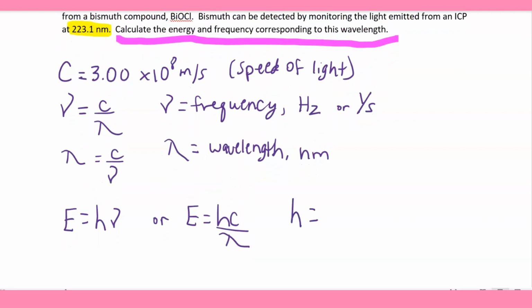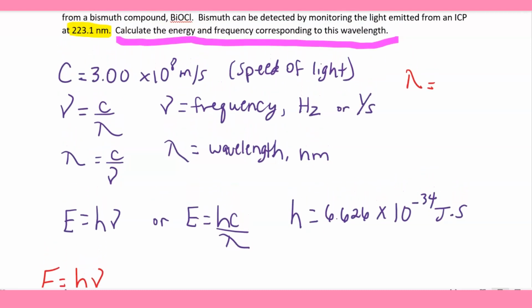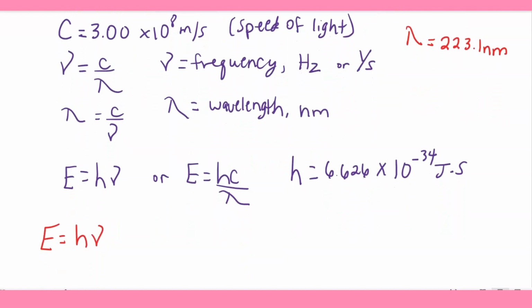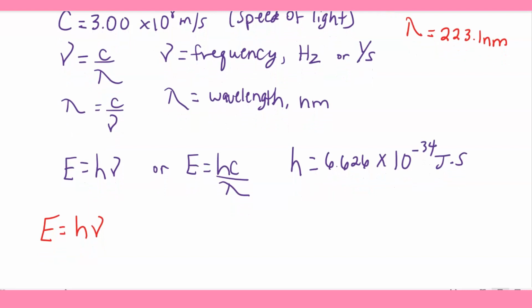The energy formula is equal to H times C over the wavelength. H is 6.626 times 10 to the negative 34 joules times seconds. And the wavelength that they gave you in this problem is 223.1 nanometers. Keep those two numbers in mind. Now, we're going to go ahead and plug those numbers in to our formula.